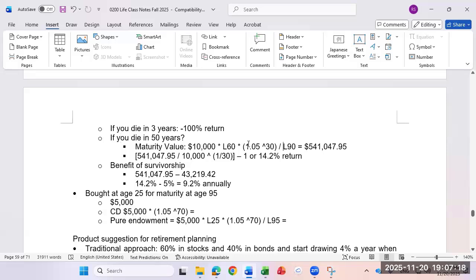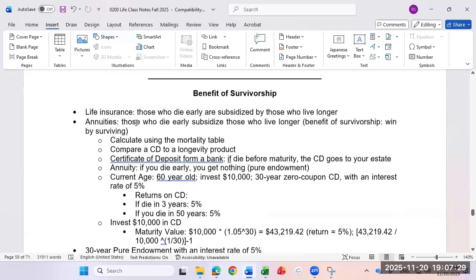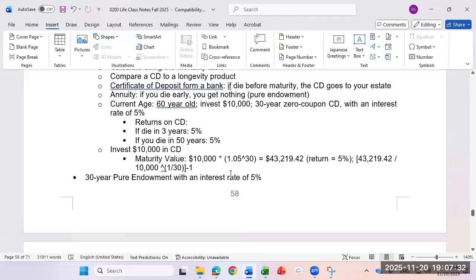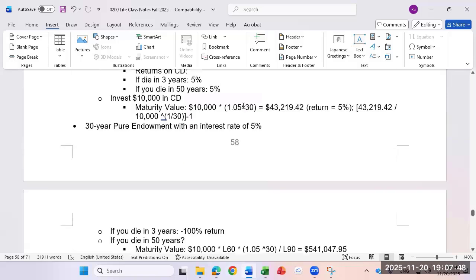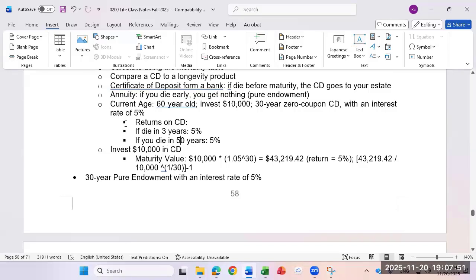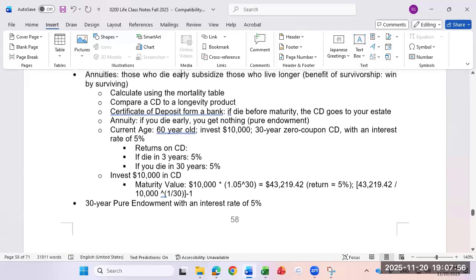I don't know why I'm dividing by L90, L50. Let's see if I understand this. A 30-year pure endowment, interest rate of 5%. I'm mixing up 50 and 30 years, but anyway. This says 30, so I think these are 30 years. So ignore the 50 years. I think that's a typo.